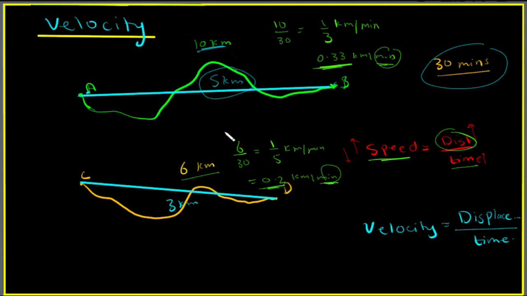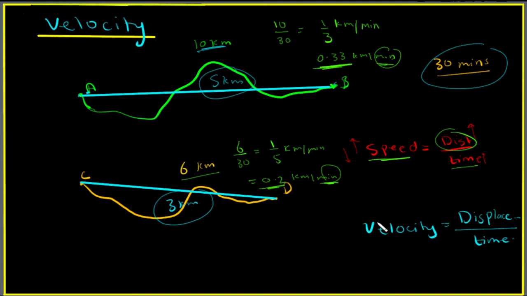So that is going to give us the displacement, and simply dividing 5 by 30 would give you the velocity of this car. And the velocity of the other car is going to be the displacement of this car, which is 3 kilometers, divided by the time, 30 minutes. So it is going to give you the velocity of this.